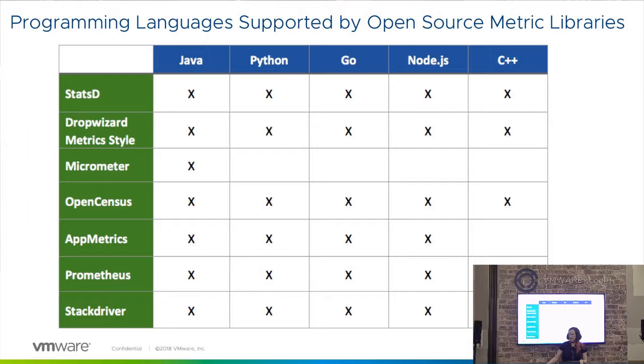Open source libraries are like StatsD, Dropwizard, Micrometer, and they cover many languages you can choose from. Java, Python, Go, and Node.js are some of the most popular ones.